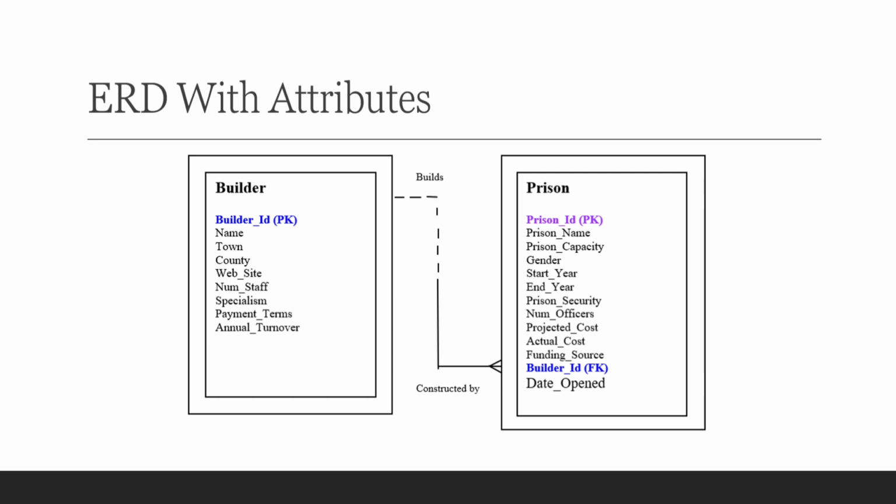Today we will be focusing on prison table, where we will be focusing particularly on attributes like prison ID, the opening date of prison, the capacity of prisoners the prison can hold, and the actual cost required to construct this prison. So let's get started.